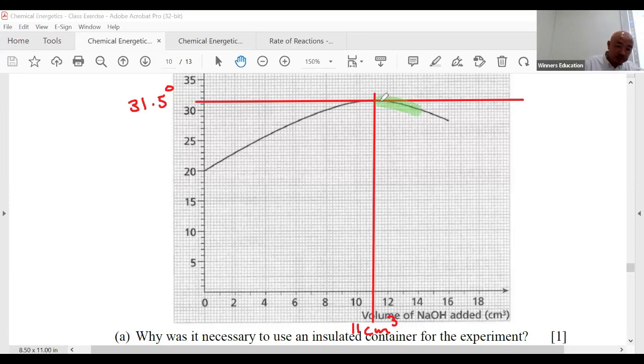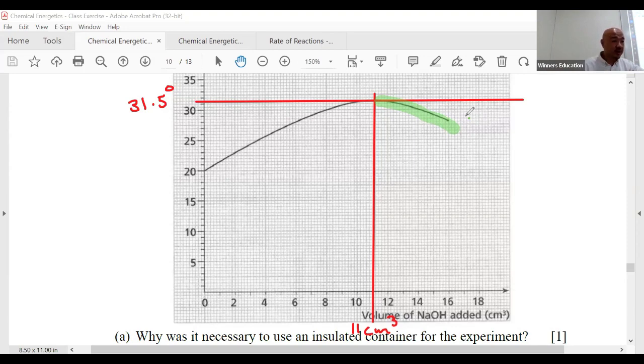Why did the temperature drop over here? We talked about this before. Saturated solution is when I dissolve a salt. There's no salt here. This is an acid-base neutralization reaction. All right, so my answer is here.